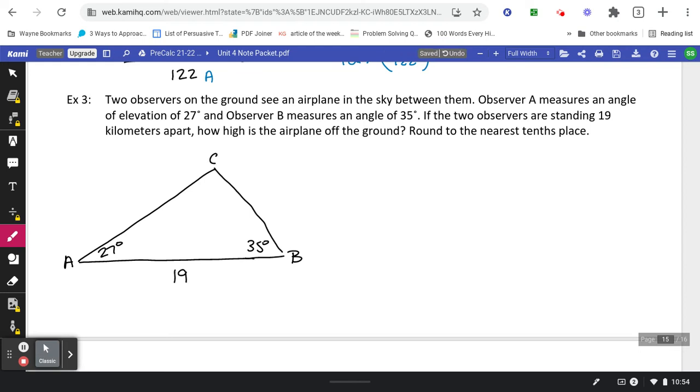So if you talk about the airplane being letter C, how high something off the ground is a direct line straight down. And you can see that's not really part of our triangle right now. So what we'll need to do first is find one of these diagonals. Maybe let's find this A. And then we'll be able to break it up into a second triangle. I don't have any 90-degree angles, so I know I'm going to be using a chart.